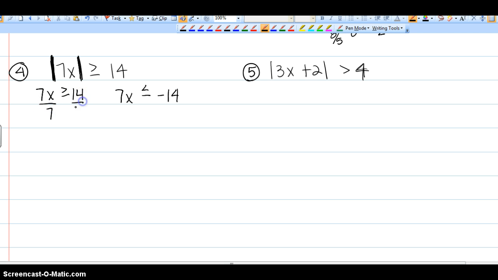We're going to divide by 7. So this one will be x is greater than or equal to 2. This one we're going to divide by 7. So x will be less than or equal to -2.